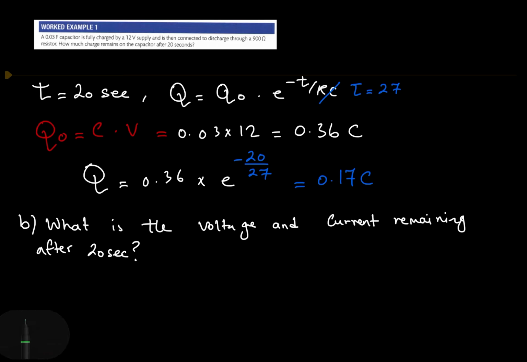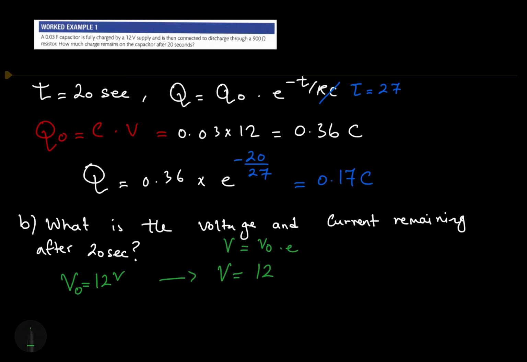So if you want to find out the voltage remaining, we know that V initial is 12 volts. And V is going to come from the formula V equals V0 times e to the power of negative t over tau. We can say that it's going to be 12 times e to the power of negative 20 over 27. So that would give us a value of roughly 5.72 volts. So that's going to be the voltage after 20 seconds.